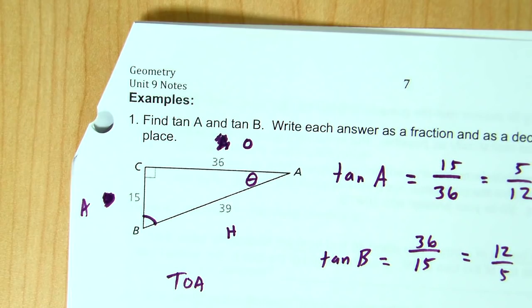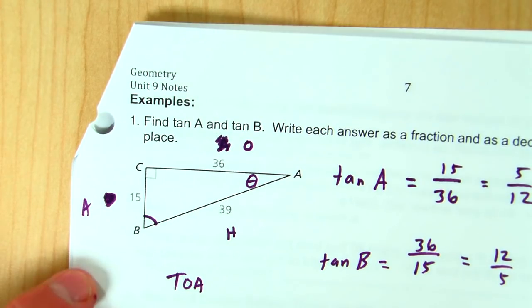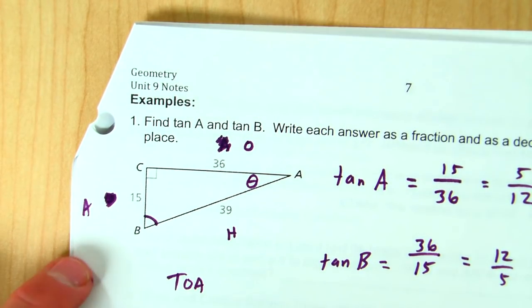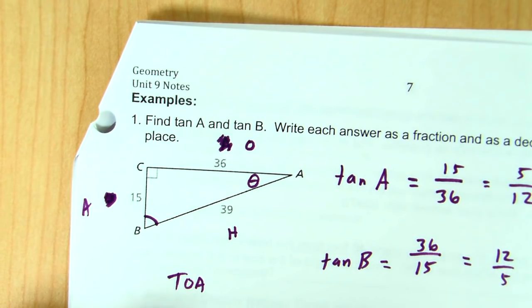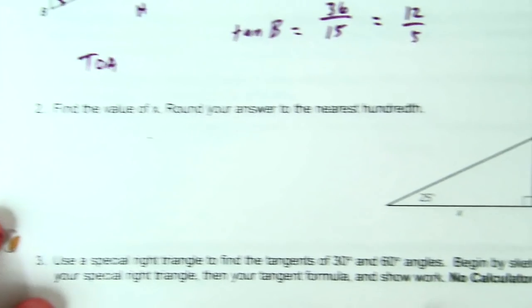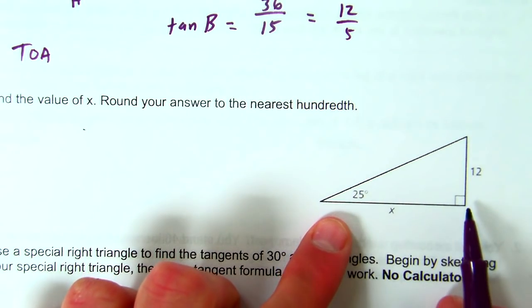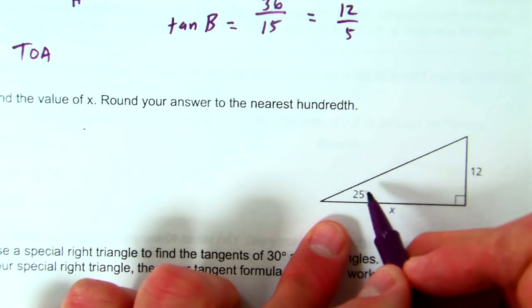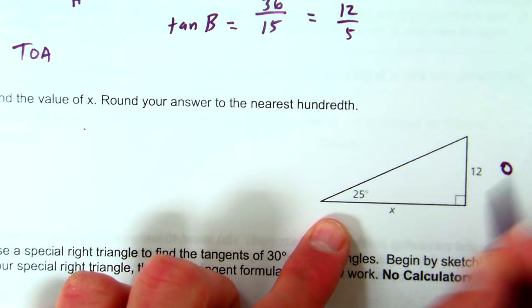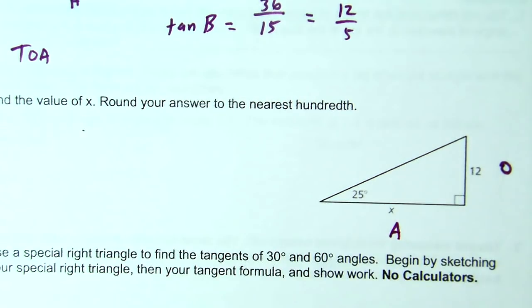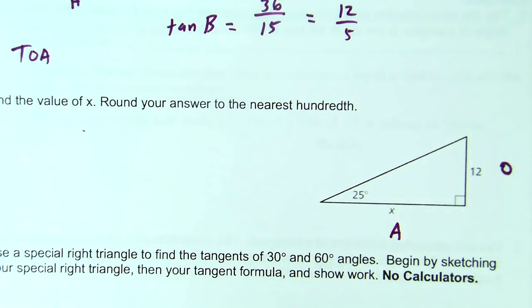Okay. All right, we'll do a couple more here, and then we'll move on to the other two ratios. Actually, let's do number 2, and then we'll move on to the next ratio. Find the value of x, round your answer to the nearest hundredth. So what do we have here? I have a right triangle, and I know from this angle my opposite side. What I'm trying to solve for is my adjacent side.